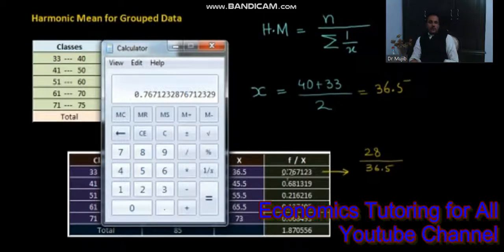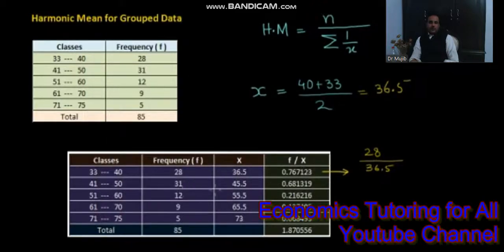Similarly, the value of f divided by x for the second class can be derived, and that is 0.681319, by dividing 31 by 45.5. The same for the third class, dividing 12 by 55.5, and so on. We derive the f divided by x values for the first, second and third classes, and the rest, like here.